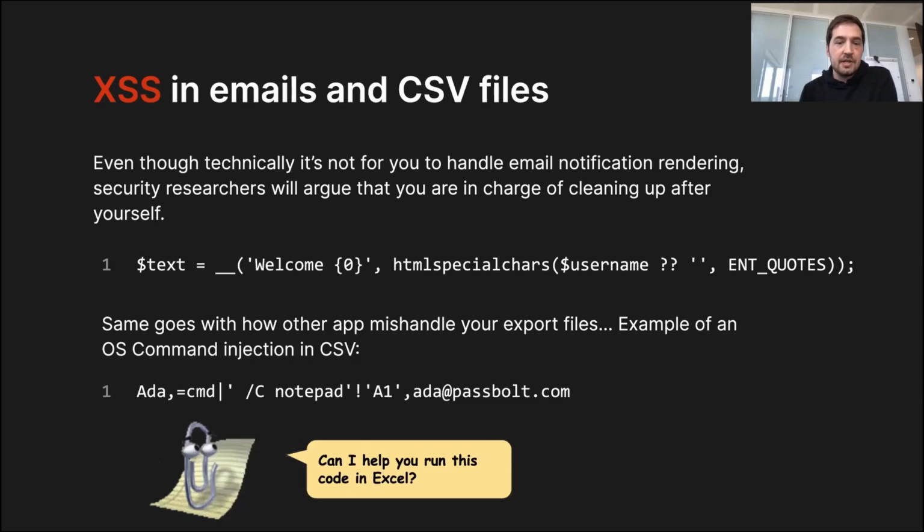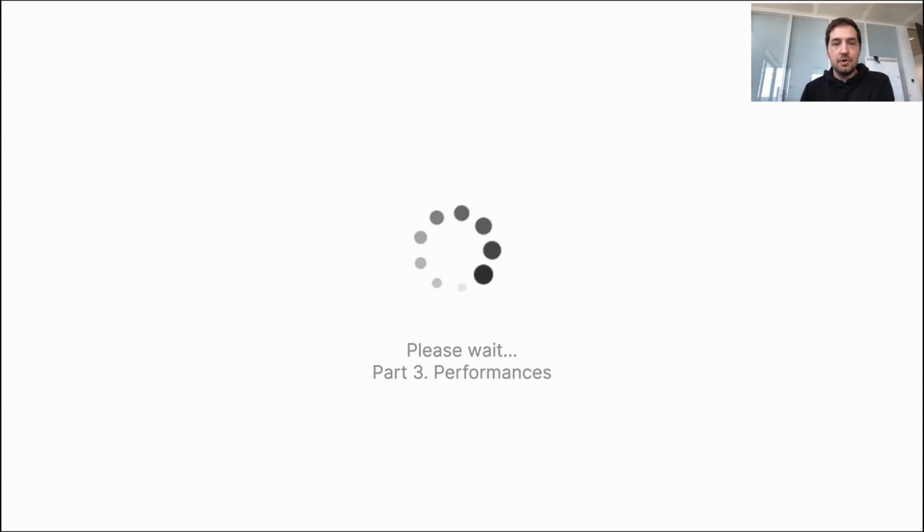Similarly, you can have this type of problem on file exports. Here, Clippy is proposing to run this little command in Excel, which is probably not a good idea. So this brings us to the third category of mistakes that we made in the past: performance.